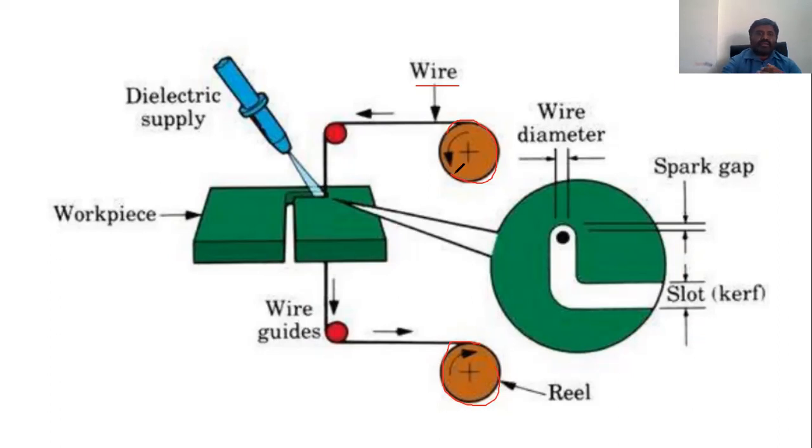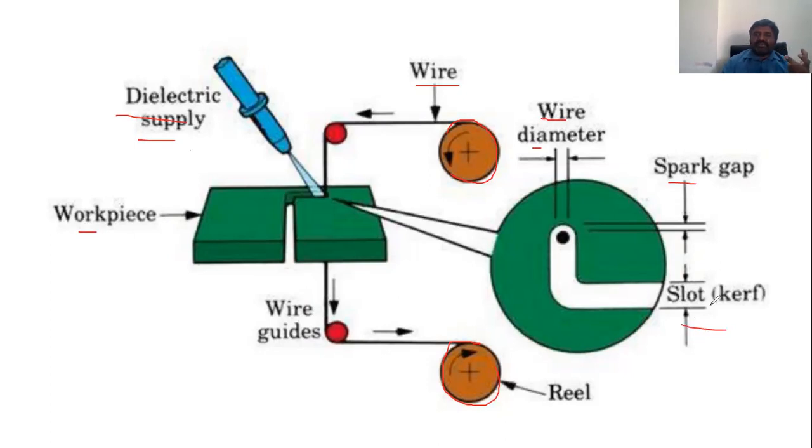And we know the dielectric supply. Previously we learned that for EDM we use hydrocarbon and mineral oil as the dielectric fluid. In the same manner, we use it here also. The workpiece may also be thermally conductive, because everything takes place in the dielectric field. After this we consider the wire diameter, the spark gap and the slot of the cut. That we will discuss.